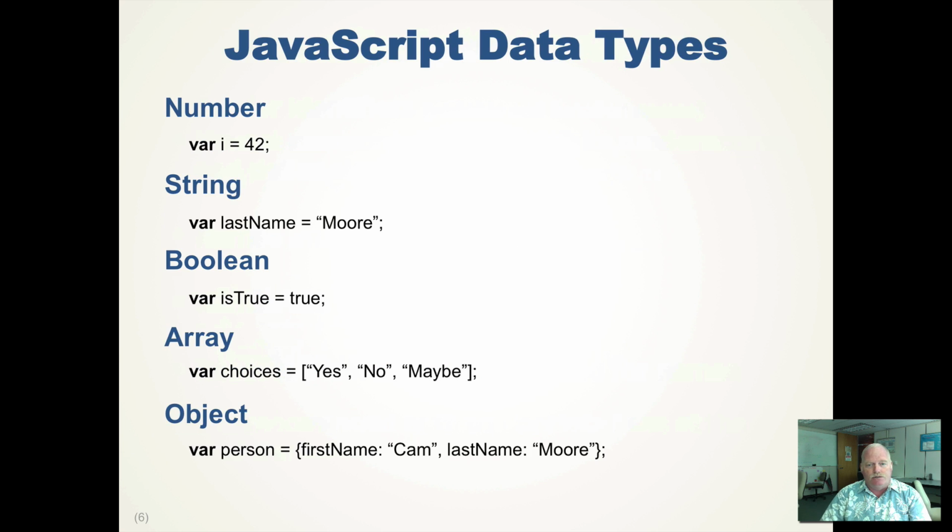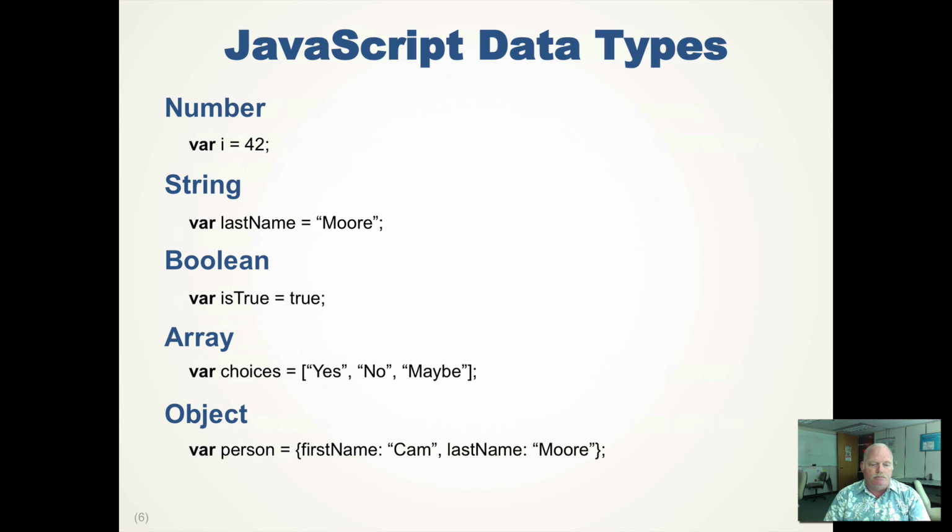JavaScript has many data types. Basically, they have a smallish set of data types. Number: there's no difference between integers and doubles. Everything is actually stored as a double, but it's of number data type. Strings are traditional strings. They have double quotes around them. Booleans are either true or false, so they use the keyword true or the keyword false.